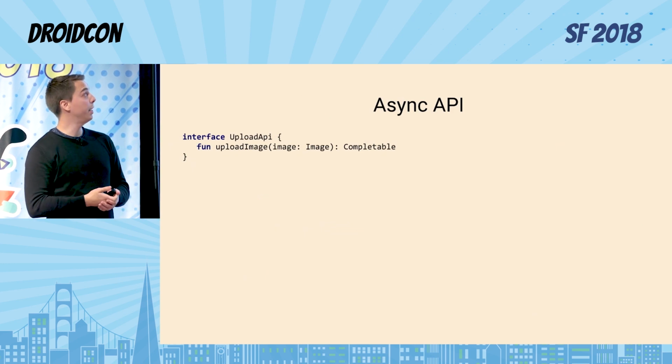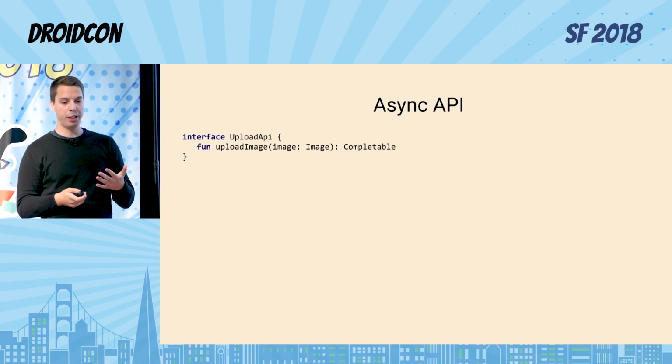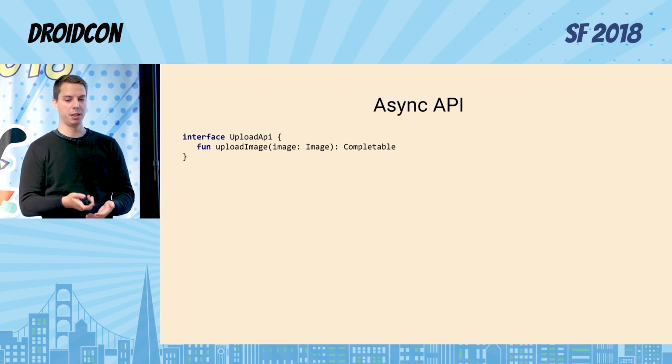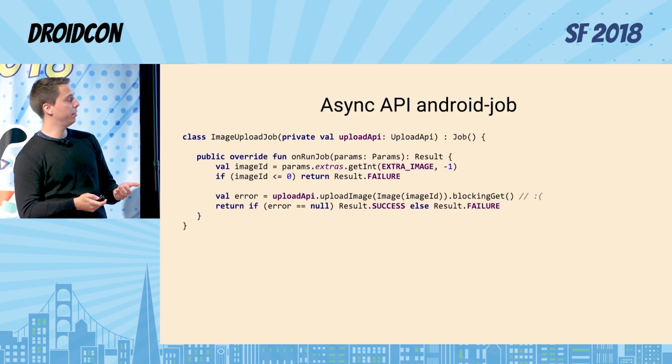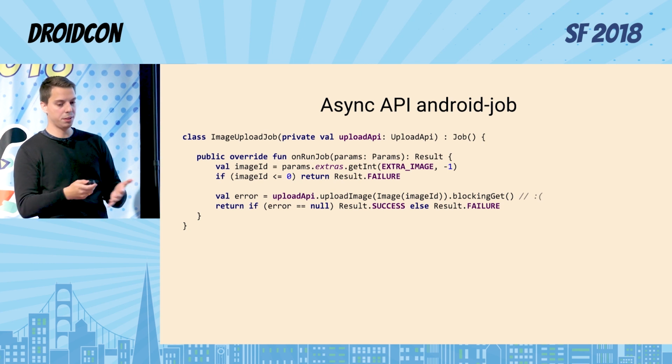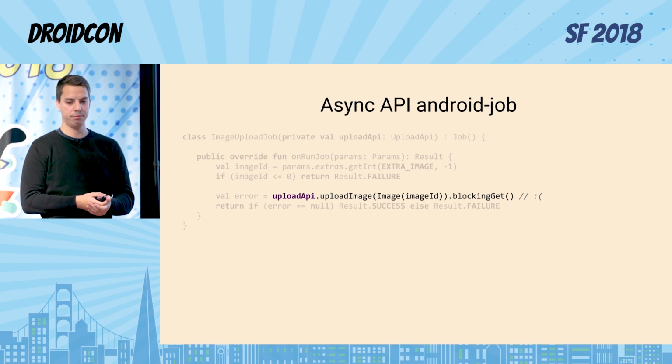It also comes with an asynchronous API. Imagine we have something like this, and we want to upload an image, and this returns a Completable, an RxJava type. So it's not really nice to integrate. For example, if you think of Android Job, there's only one way because it's a synchronous API. You have to call blocking get. And that's not great. This will lead to bugs and probably also deadlocks.